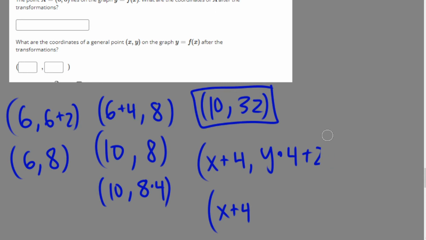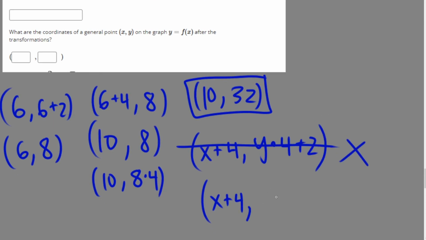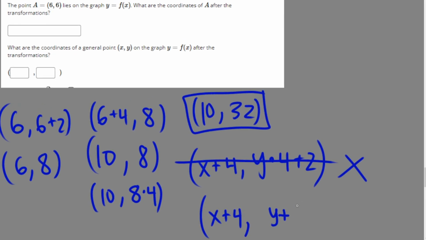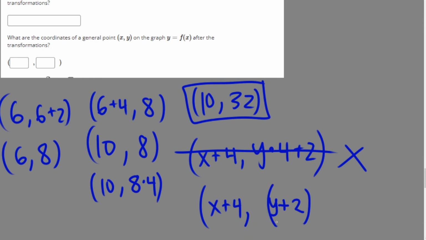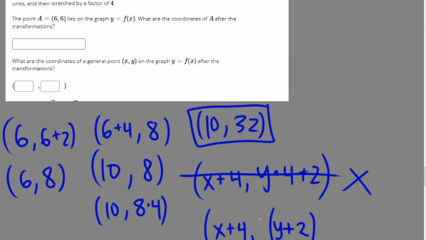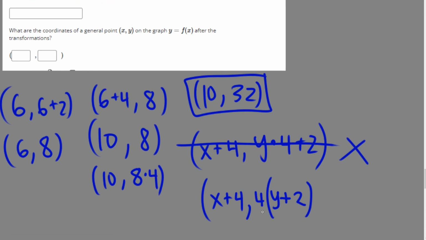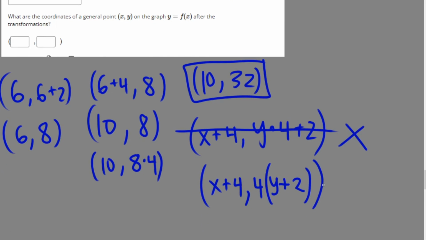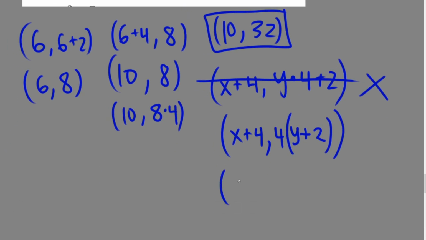But in this case, what we did is we shifted up first, y plus 2 first. And then we multiplied that by 4. Sorry, what was it for? 4? Yeah, 4. And that turns into x plus 4, the x stays the same. And then 4 times y plus 8 instead.